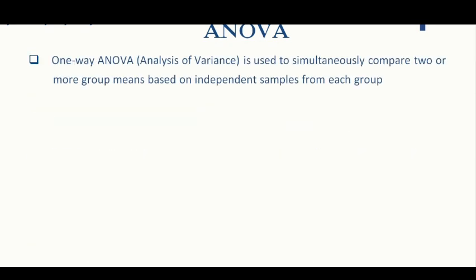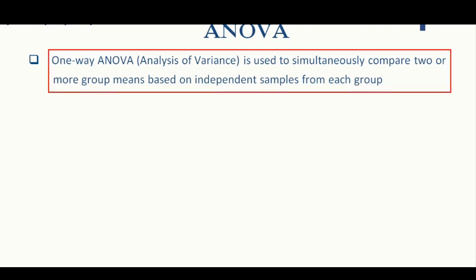If there is only one factor, for example treatment, and we are comparing them among all, then we are into the one-way analysis of variance. So, one-way analysis of variance is used to simultaneously compare two or more group means based on independent samples from each group.